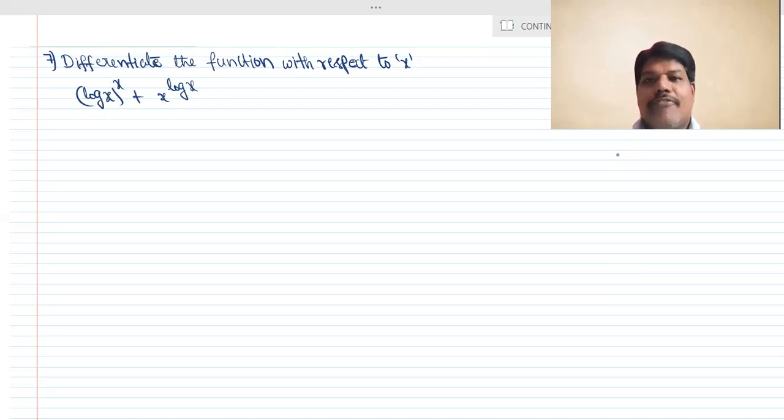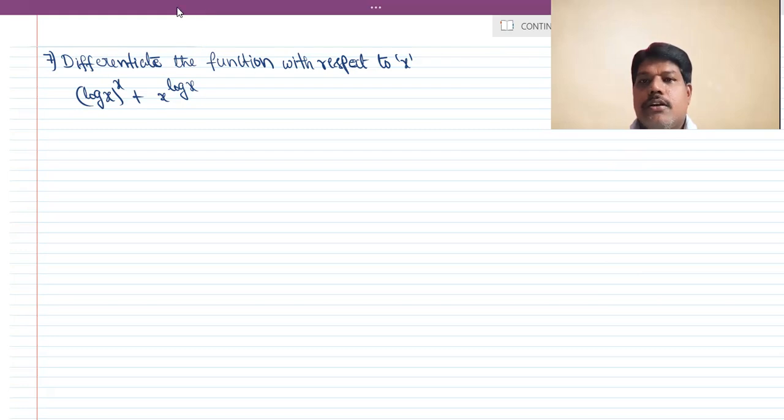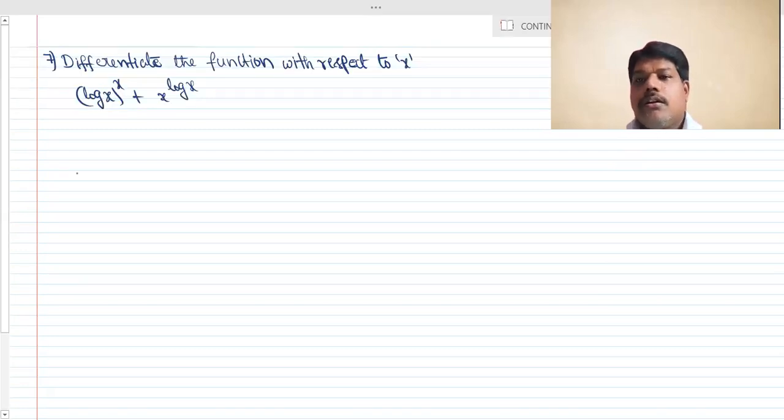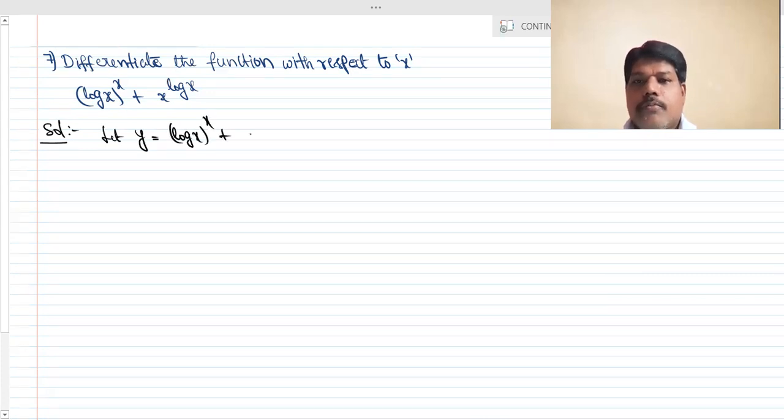What is the next question? Differentiate the function with respect to x: log x whole power x plus x power log x. See that question, students. How to solve this question? Take the solution. First, let y be equal to the given function: y is log x whole power x plus x power log x.